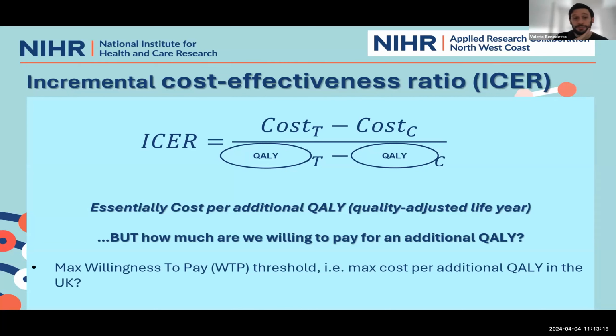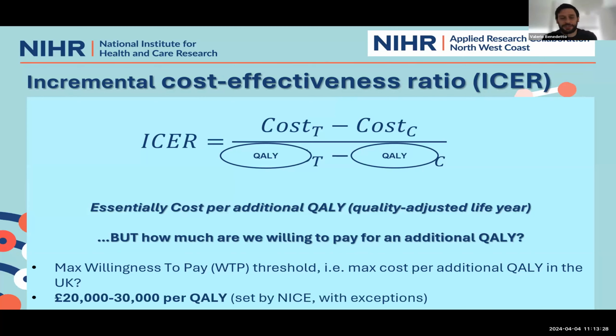There is a maximum willingness to pay threshold, which is the maximum cost per additional QALY which we are accepting to pay. This is set by NICE, the National Institute for Health and Care Excellence. The threshold is between 20 and 30,000 pounds per QALY in the UK. There are some exceptions, so this is a general rule, but it doesn't cover all cases.